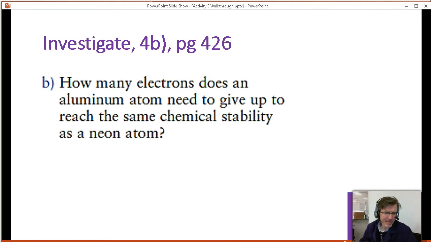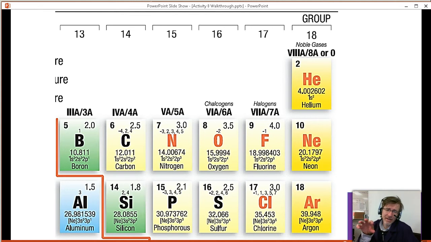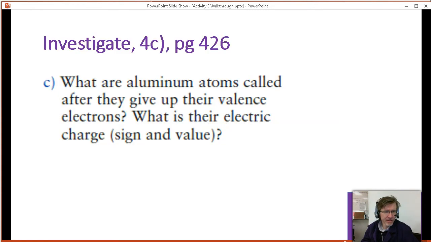How many electrons does an aluminum atom need to give up to reach the same chemical stability as a neon atom? That's the same question. When I ask you how many valence electrons, in a sense, I'm asking how many electrons would have to be lost, or how many would have to be added to make 8. But anyway, 3. Aluminum would gladly give up 3 electrons to be equivalent to neon as far as electrons go. It would jump back up to this row and gladly lose those.